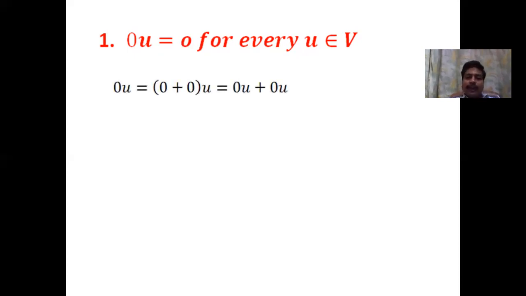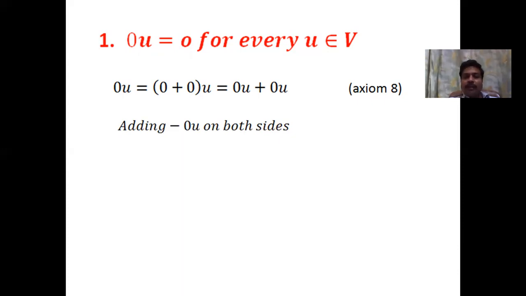So 0 is a scalar, particularly in real numbers. Of course, we are in real numbers. 0u is equal to 0 plus 0 times u. That is equal to 0u plus 0u by our scalar distributive property, axiom number 8. At this point, we don't know what the value of 0u is. So 0u is another vector.